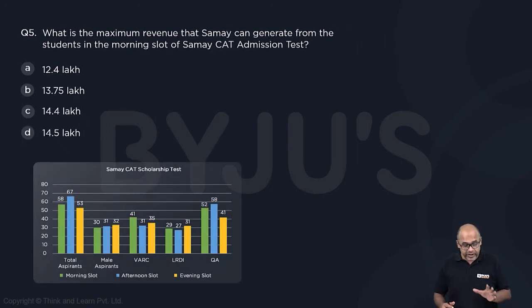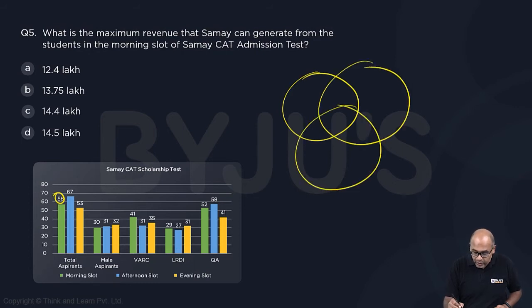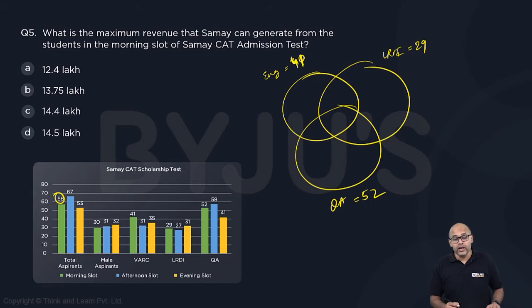So look at the miniature graph that is present over here. I'm looking at the morning slot. In the morning slot, 58 people wrote. What is the minimum number of people who can get all three section cutoffs? So this is basically a Venn diagram that you have to draw, a Venn diagram of English, LRDI and Quant. English is 41 people who clear the cutoff, LRDI is 29 and Quant is 52. Now the total is 58.